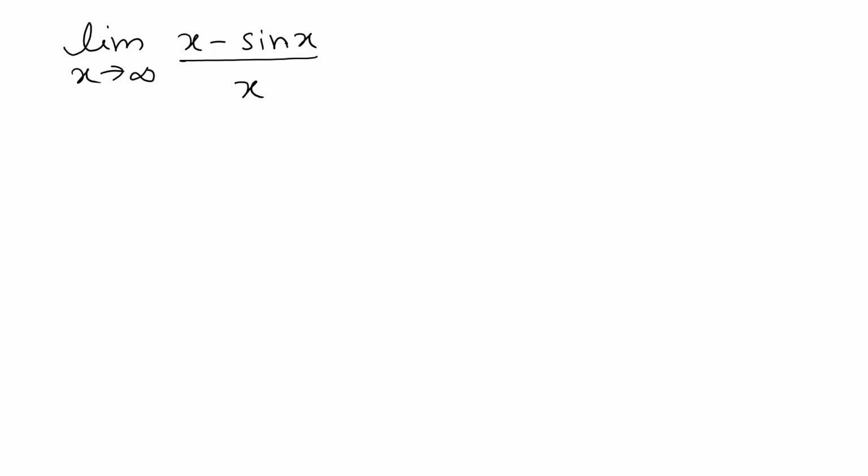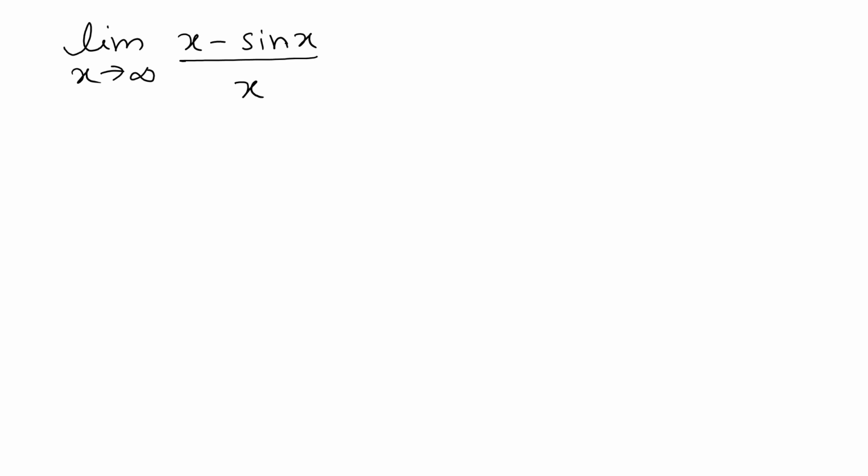Let's look at this problem now. We have the limit as x goes to infinity of (x minus sine x) over x. This problem may look very familiar to you. Normally, when x goes to 0, the numerator goes to 0 and the denominator goes to 0, so we use the Bernoulli rule. But in this case, x goes to infinity.